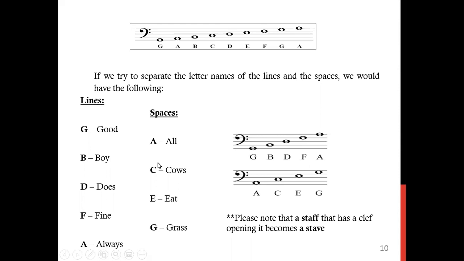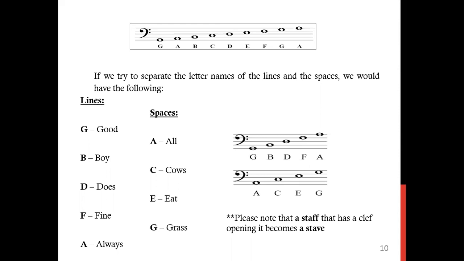Instead of saying All Cows Eat Grass, if you don't want to say that, you can just say ACEG. ACEG looks like a word, but there's no word like ACEG anyway. So if I want to remember the spaces of the F clef, ACEG. If I want to remember the lines of the F clef, Good Boy Does Fine Always.